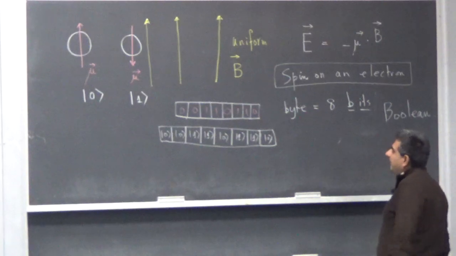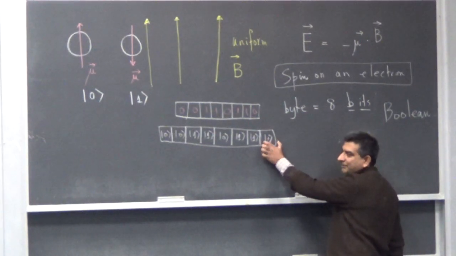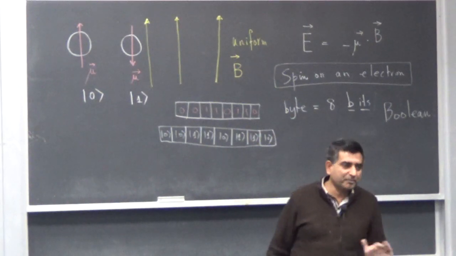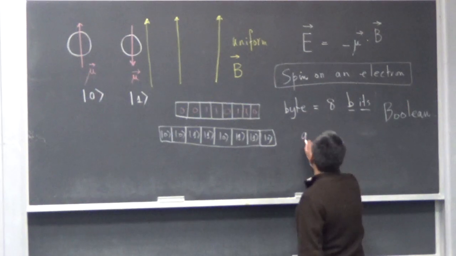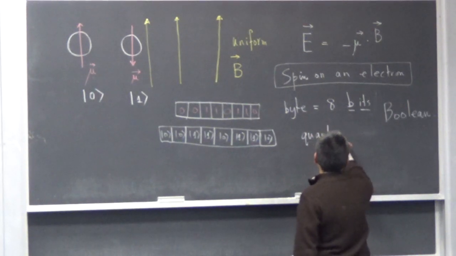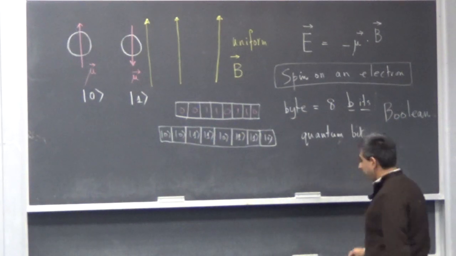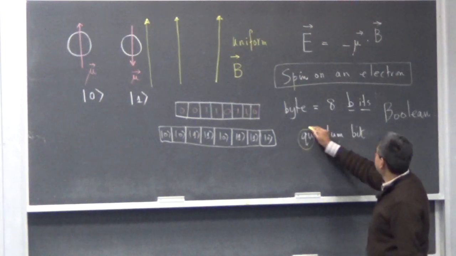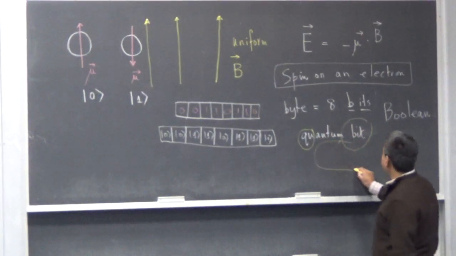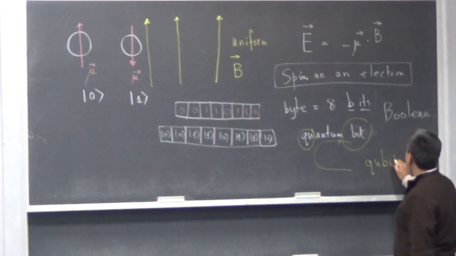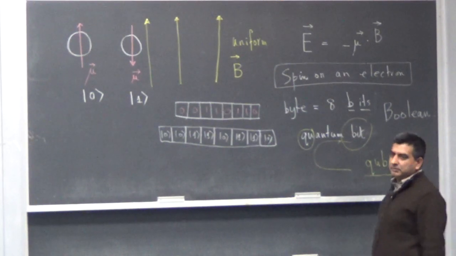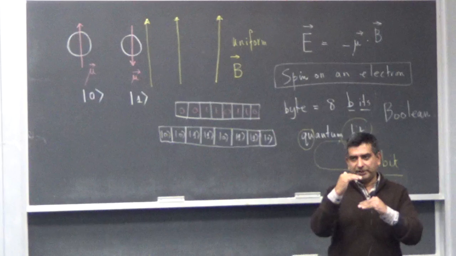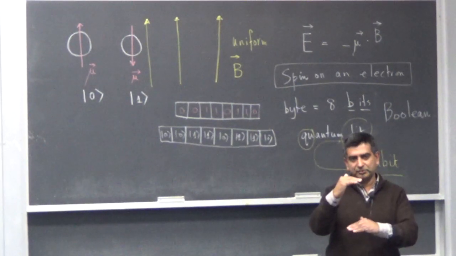Now it happens that each one of these things here is now a quantum bit. Instead of a bit, it's a quantum bit. And I'm fond of playing with semantics, so I take this Q, and I take this bit, and I make this into a qubit. Okay? So a qubit is a two-level quantum system in which we can define two states, ket 0 and ket 1.